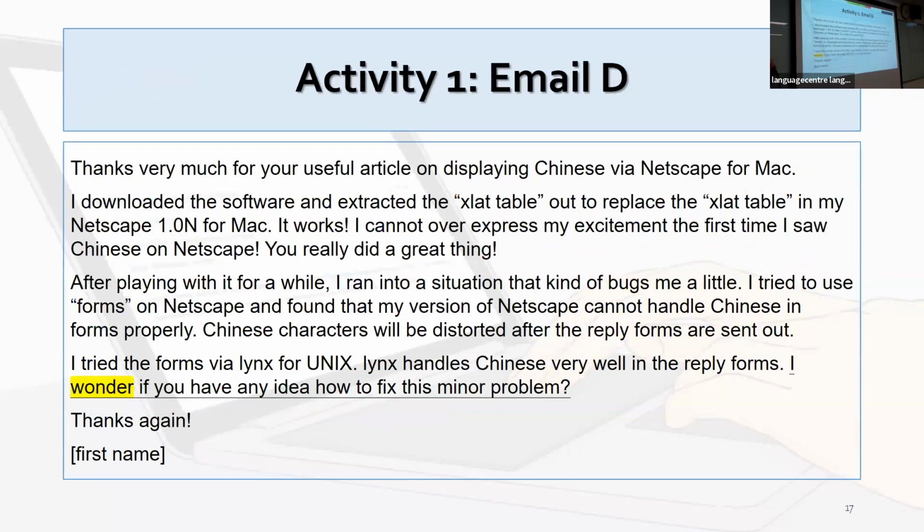Okay, finally, look at email D. Again, I think you know why it is also considered very polite. That is the use of "I wonder," right? This kind of biclausal sentence. "I wonder if you could do this. I wonder if you could do that."